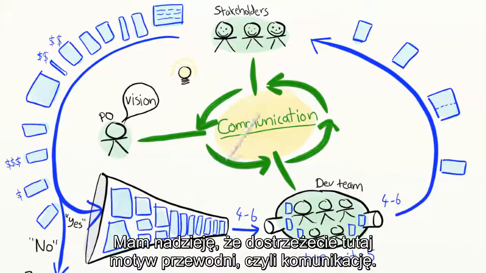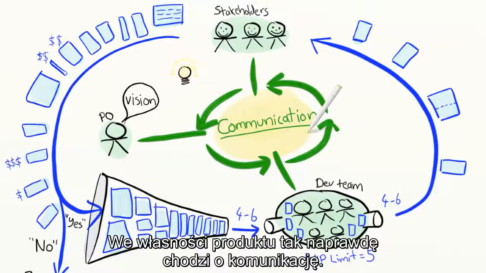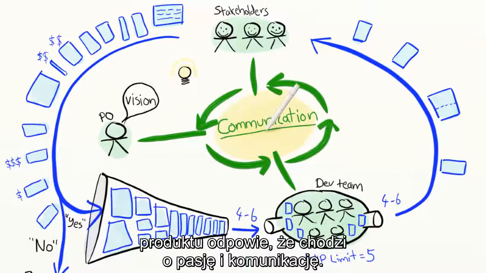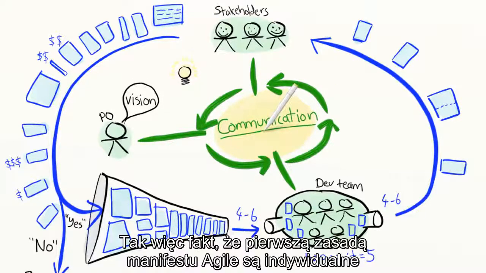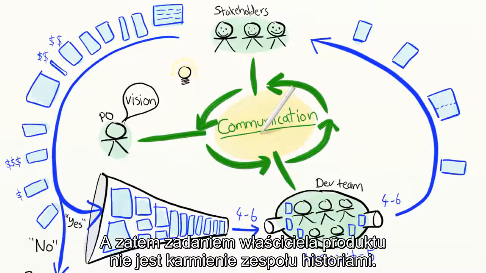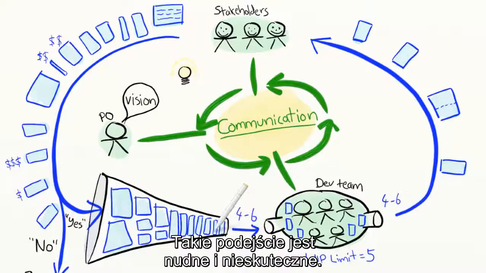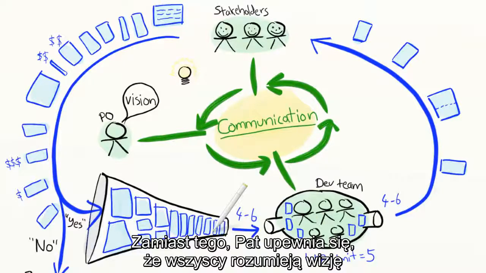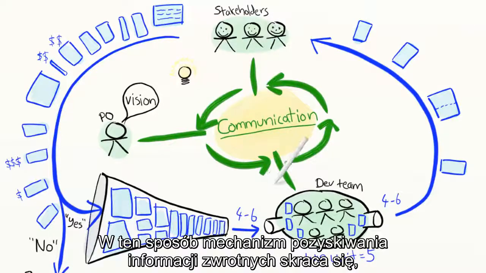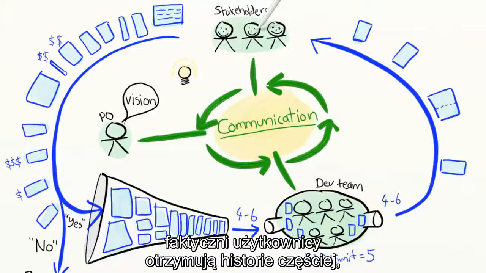So I hope you're noticing the theme here. Communication. Product ownership is really all about communication. When I ask experienced product owners what it takes to succeed, they usually emphasize passion and communication. So it's no coincidence that the first principle of the Agile Manifesto is individuals and interactions over processes and tools. So the product owner's job is not to spoon feed the team with stories. That's boring and ineffective. Pat instead makes sure everybody understands the vision, that the team is in direct contact with stakeholders, and that there is a short feedback loop in terms of frequent deliveries to real users.